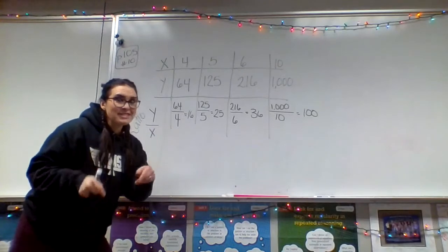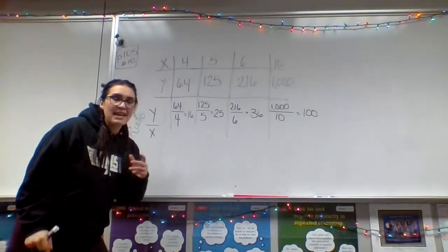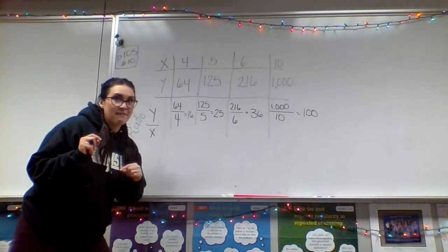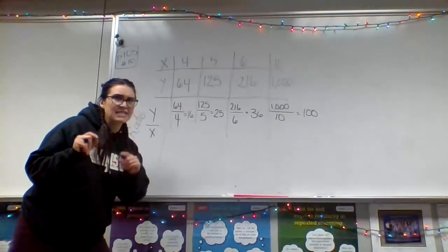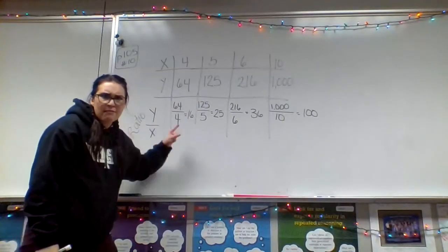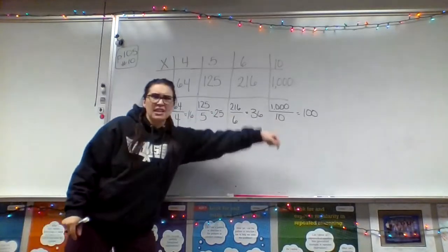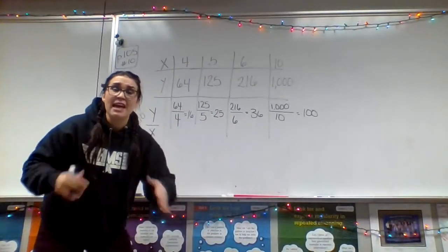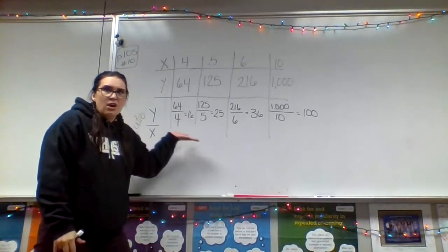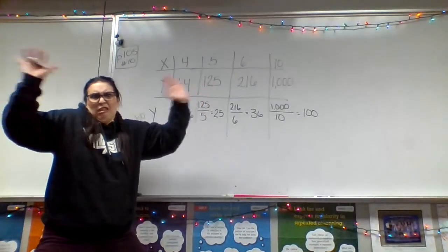Did you notice that there's also a second part to number 10? It asks us first to find out if this is proportional, and we discovered it is not proportional because 16, 25, 36, and 100 are not the same numbers, right? If they were proportional, it would be the same number all across, but it's not proportional.